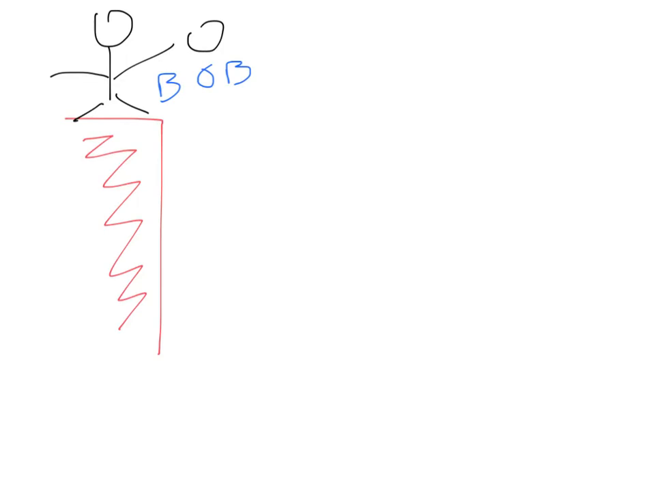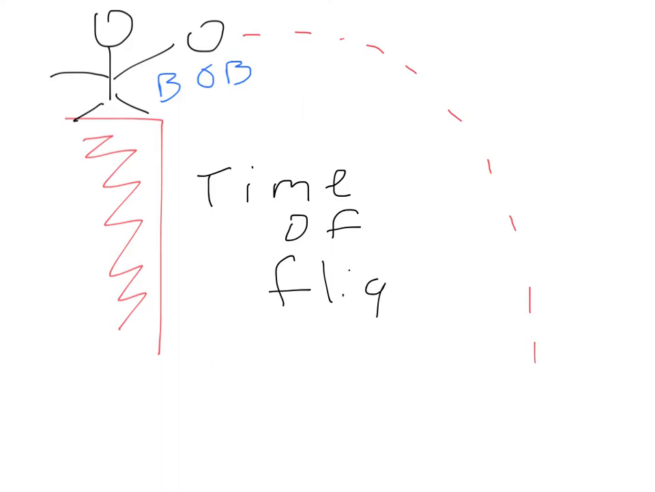Imagine for a moment my friend Bob, who for some unknown reason likes to throw balls off of cliffs. From experience, we know that the path that the ball will take is a parabola. We might be interested in physics and finding out what the time of flight is of this ball, in other words, how long it's in the air for.